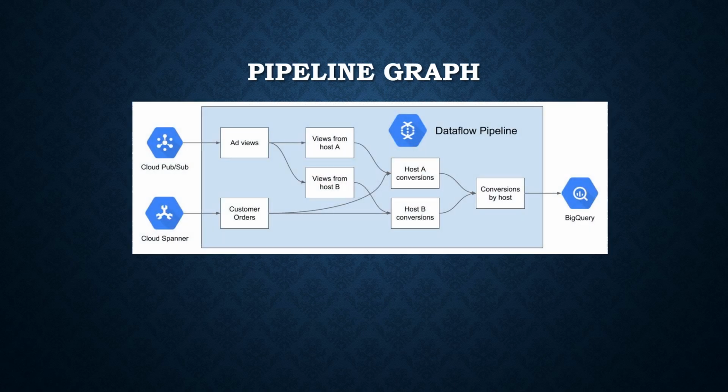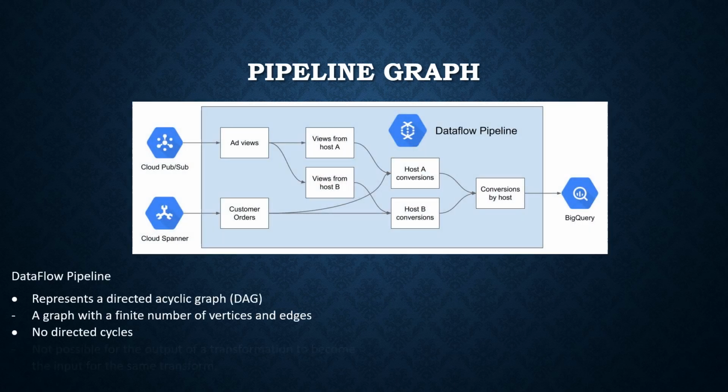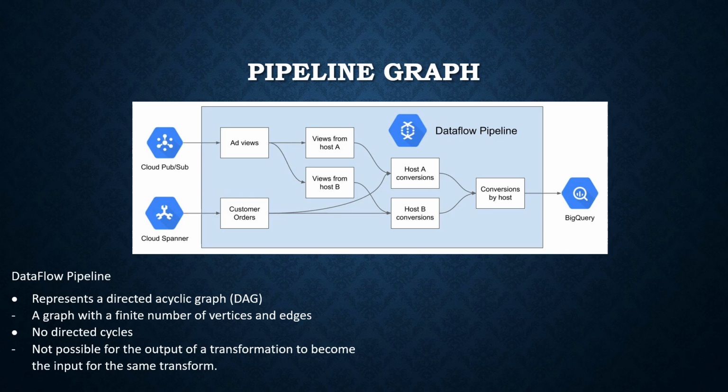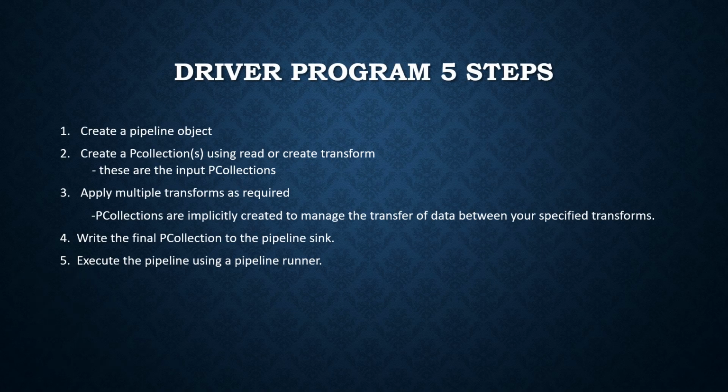A Dataflow pipeline represents a directed acyclic graph, or a DAG. Now, this is a graph with a finite number of vertices and edges. There are no directed cycles, so it's not possible for the output of a transformation to become the input for the same transformation. Now, this is not going to be a test question or anything like that, but it's still useful to just know.